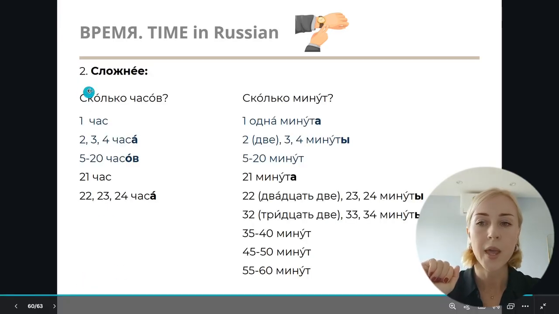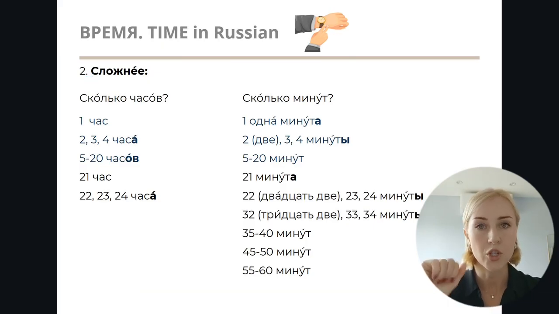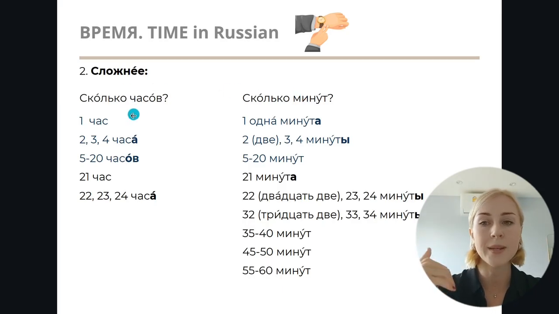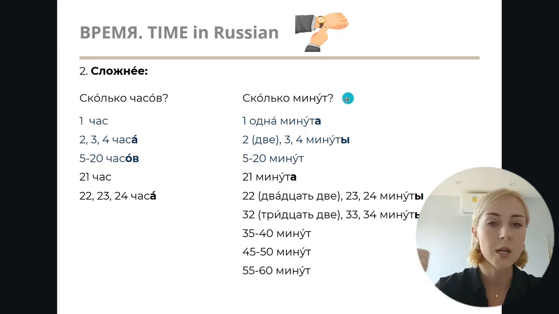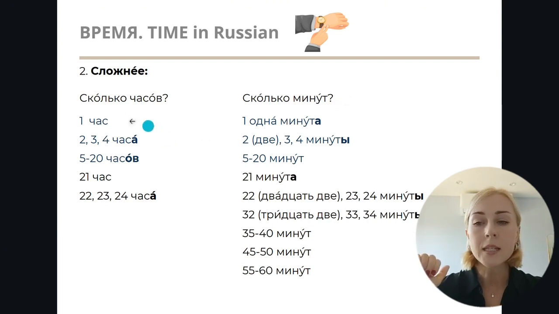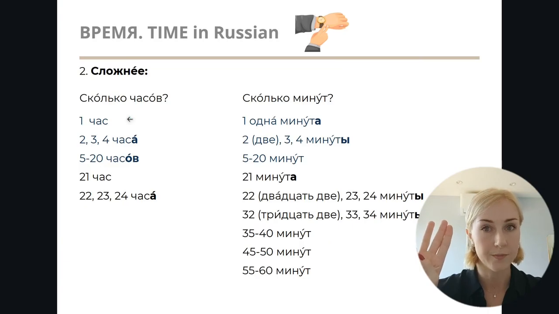Идем дальше. It is another way to talk about time, which is a bit more complicated. Итак, the difference is that we add the word hour, час, and minute. So we basically say how many hours and how many minutes. Да? Сколько часов, how many hours, сколько минут, how many minutes. Итак, in this case, we have 3 forms of the word.